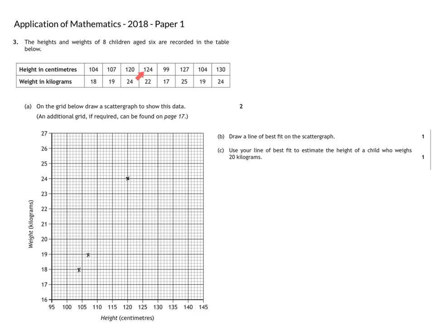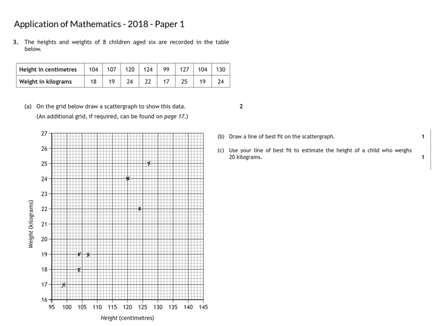For our fourth person, we've got 124 and 22. So 124 and 22 is here. We've got 99 and 17. So 99 and 17 was down here. We've got 127 and 25 as our 6th point. So 127 up to 25. There we go. We've got 104 and 19. So we go along to 104 and up to 19.